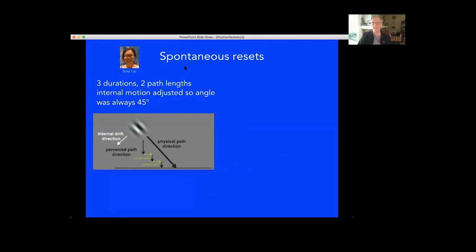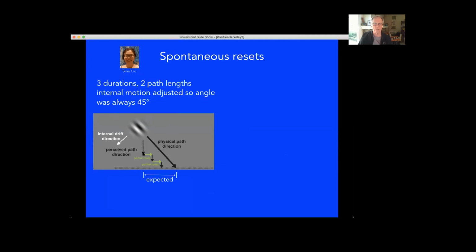Saray also looked at spontaneous resets. You may have seen that. This is kind of clever. She has the stimulus moving obliquely, and arranges the internal motion so it always seems to be at a 45-degree angle. And then she tries 3 different delay durations, 1 second to 3 seconds, and 2 different path lengths, but always with the illusion being 45 degrees.